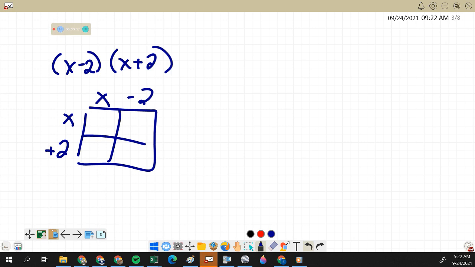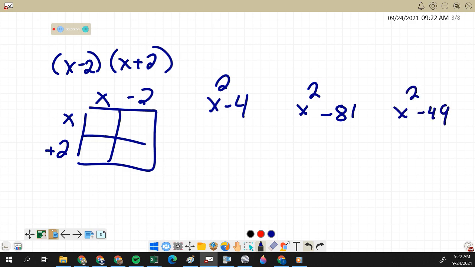Okay, I'm back. The same sort of thing should have happened with every one of these. The first one you get x squared minus 4. The next one you get x squared minus 81, x squared minus 49, and then 36a squared minus 49. Okay, you guys good with those?